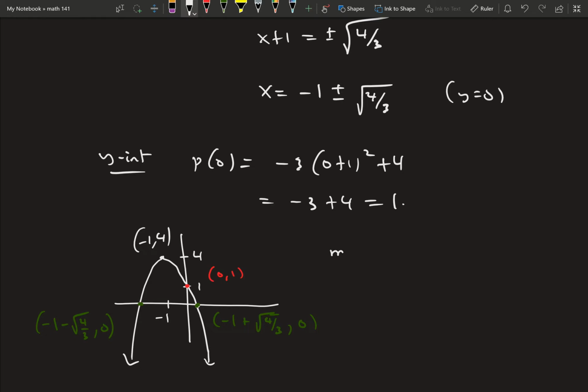And you can see visually that the max value of p of x is 4, and it occurs at x equals minus 1. That's the maximum value. There's no minimum value.